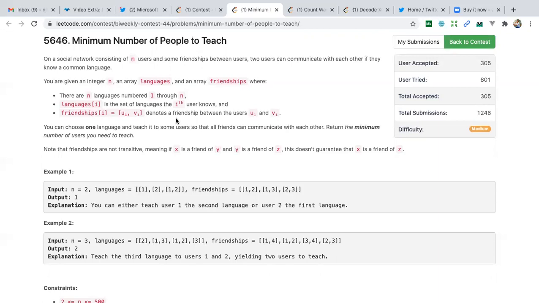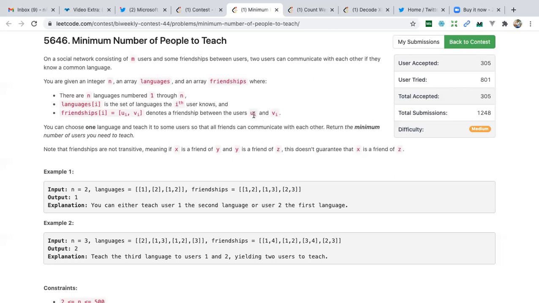And there is also the friendship, which is a 2D array, which denotes the friendship between two people. So 1 and 2 are friends, 1 and 3 are friends, 2 and 3 are friends. Now we have to choose one language. So it is like the number of connected components in a graph, something like that. Yes. So we have n languages from 1 to n, and languages[i] is the set of languages the ith user knows. Friendships[i] is like the edge between the nodes.